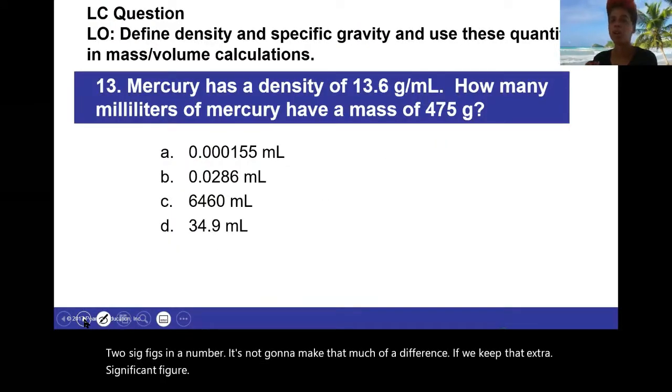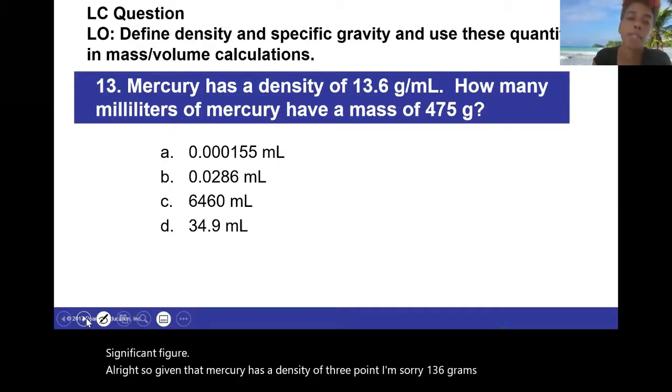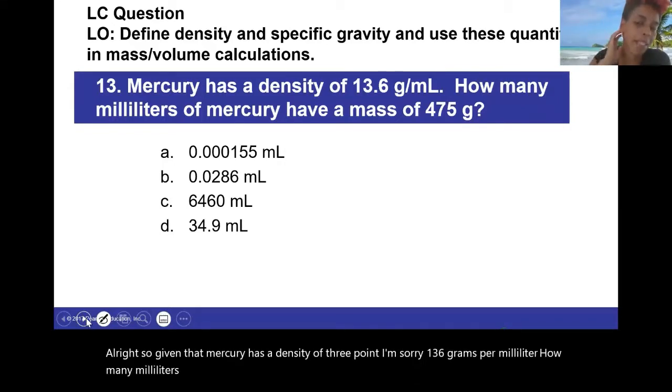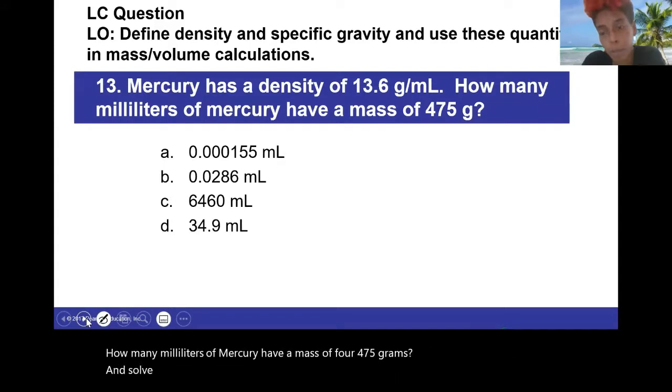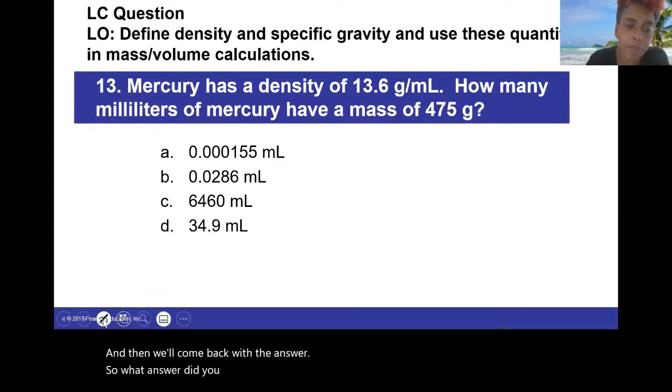All right, so given that mercury has a density of 13.6 grams per milliliter, how many milliliters of mercury have a mass of 475 grams? Take a moment and solve this problem on your own. Pause the video, and then we'll come back with the answer. Okay, so what answer did you come up with? You should have gotten D.